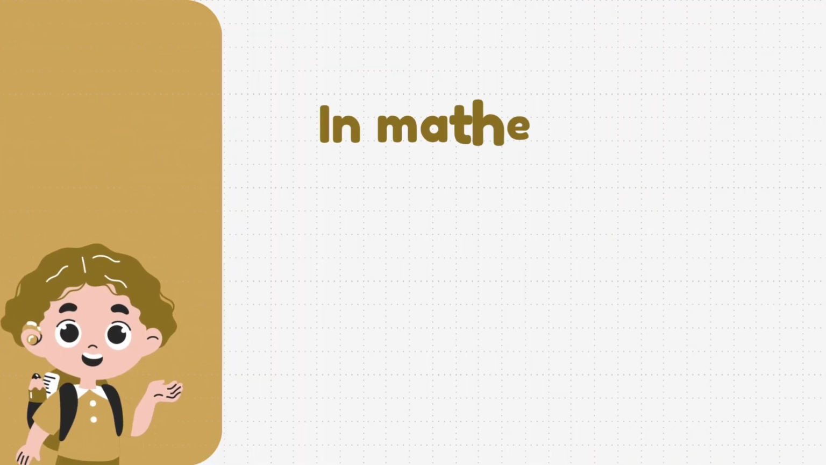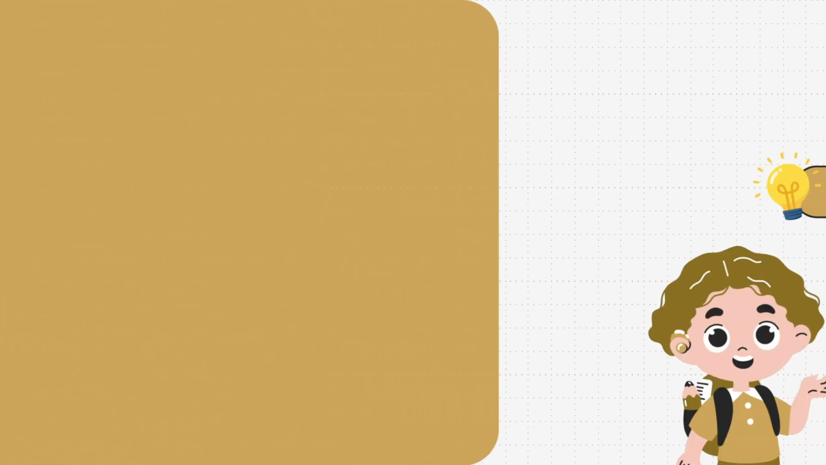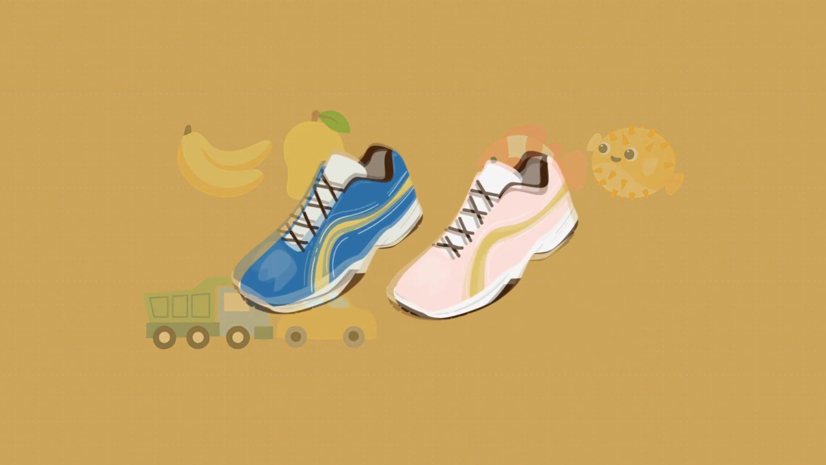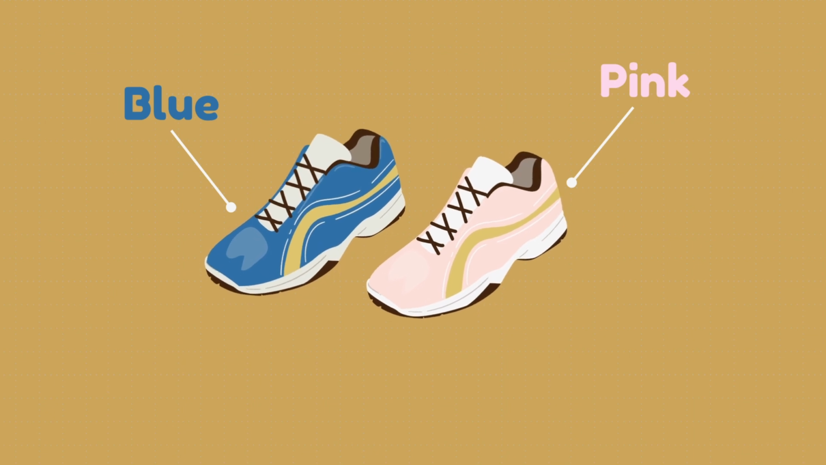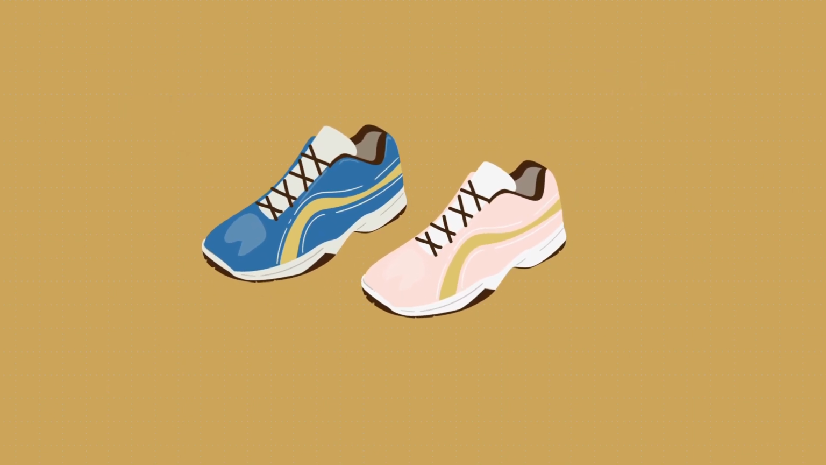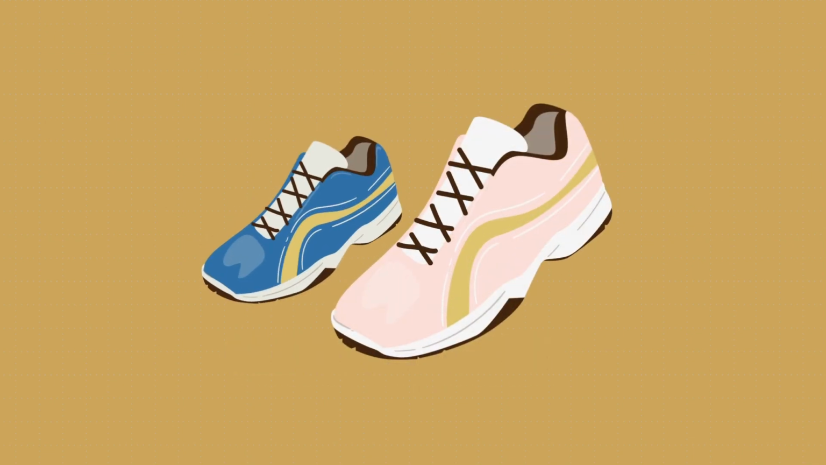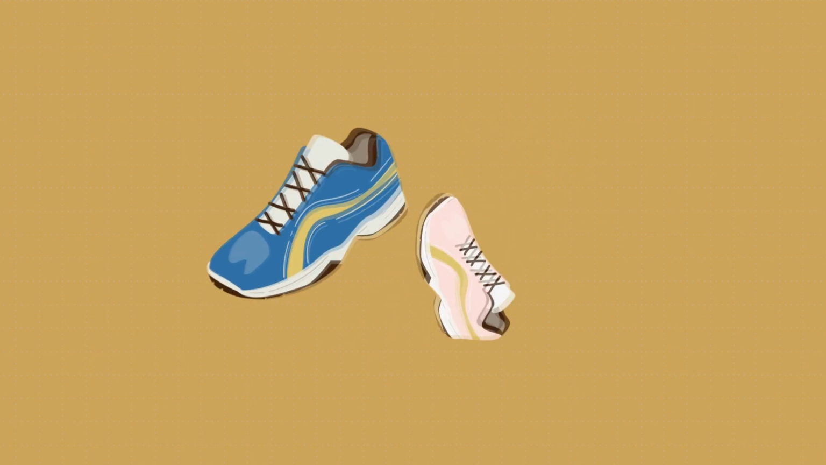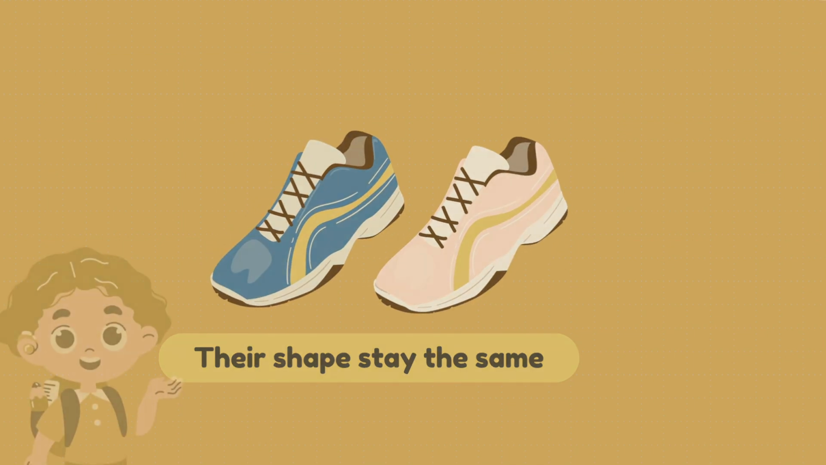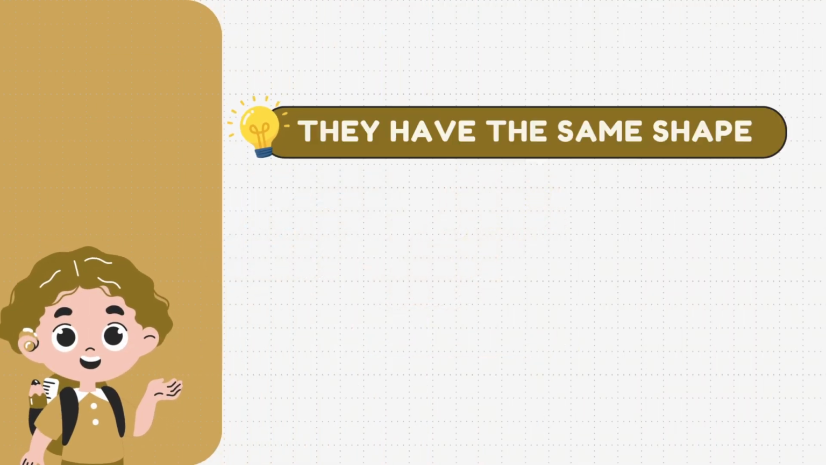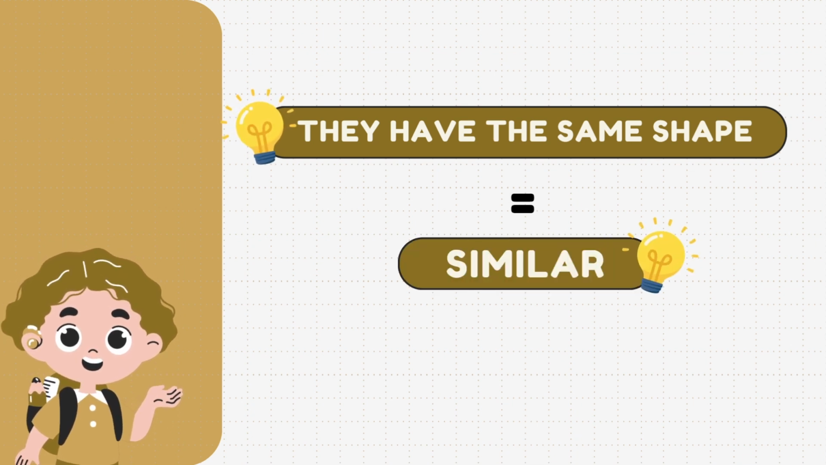However, in mathematics, the word similar has a special meaning. Now, take a look at these two shoes. The first shoe is blue while the second one is pink. Although they are different in color, they have the same shape. Even if one of the shoes is enlarged, reduced, or rotated in any direction, its shape remains the same. In mathematics, when two figures have the same shape, even though their size may be different, they are called similar.